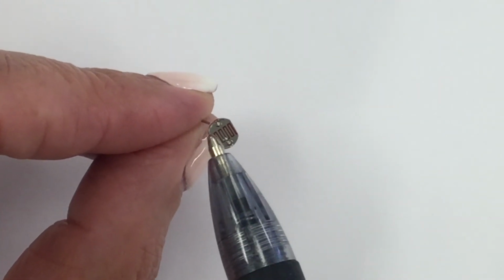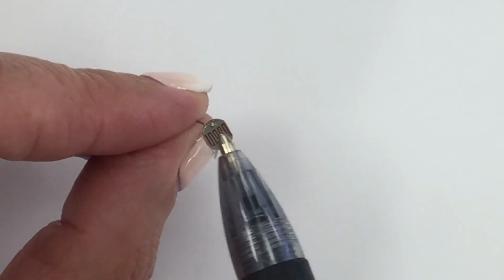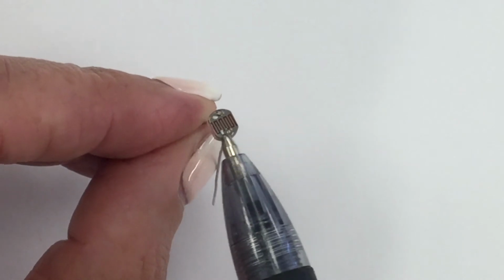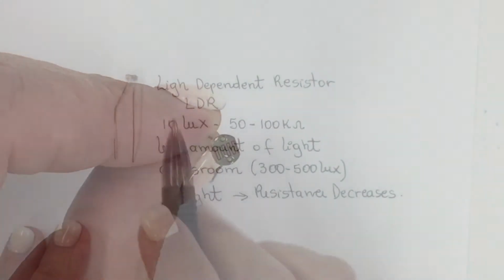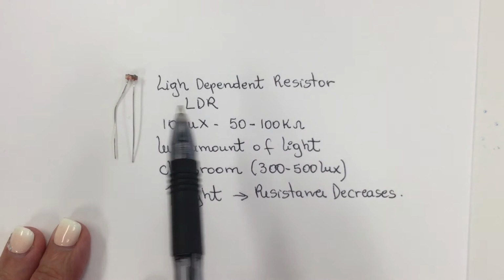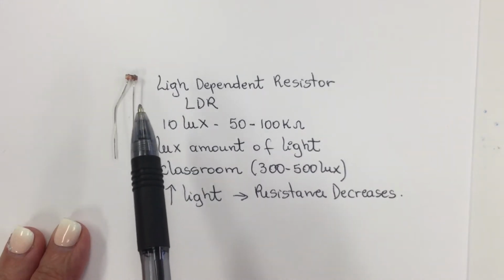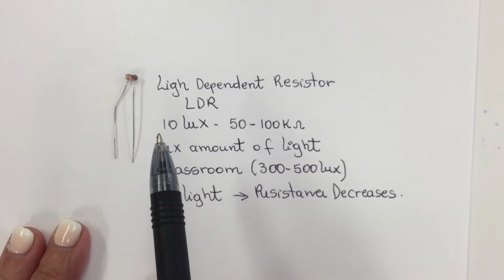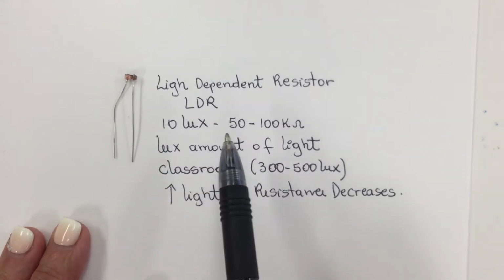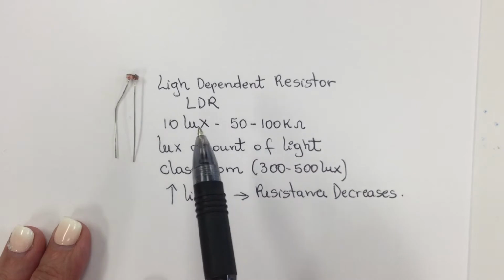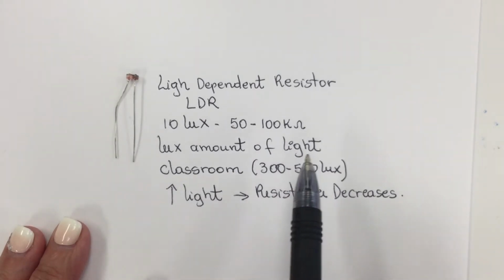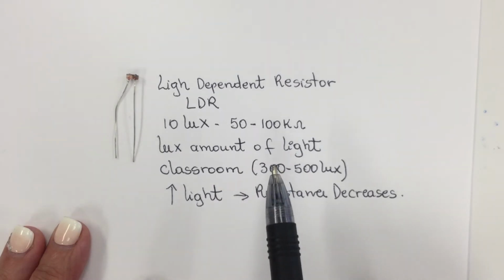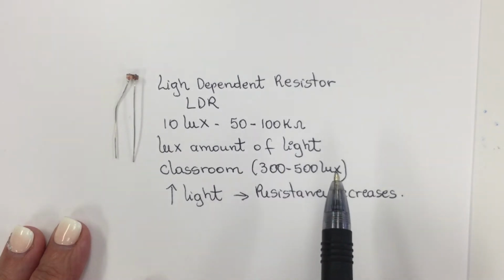So you can see here a component on the top here that is sensitive to light. This light-dependent resistor is activated when the amount of light drops to 10 lux. Lux is the amount of light. For example, in a classroom, we have about 300 to 500 lux.